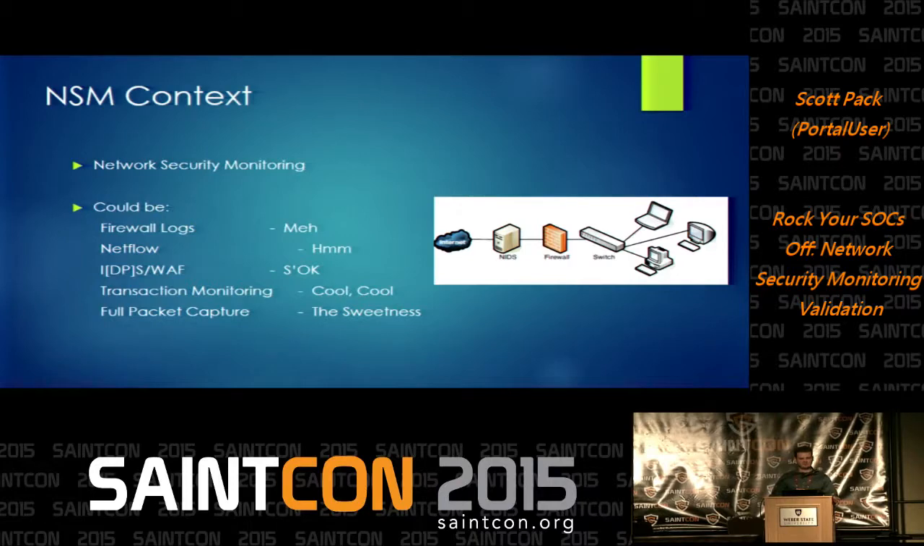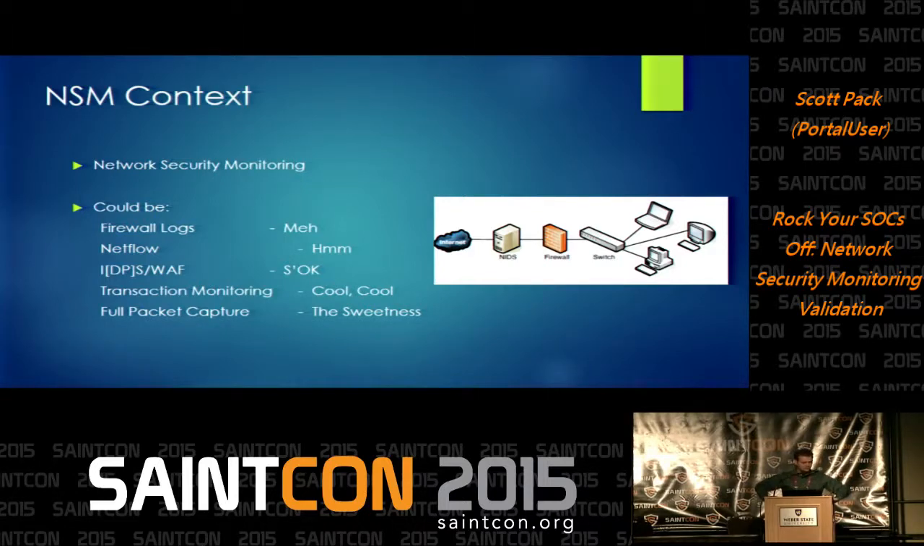It's good stuff, but it's not going to tell you exactly what they did. It'll tell you what they hit and what protocols they were speaking, but you're not going to be able to see what the attack looked like most of the time. So the next step, which most people think of when they think of network security monitoring, is your intrusion detection system or your intrusion prevention system.